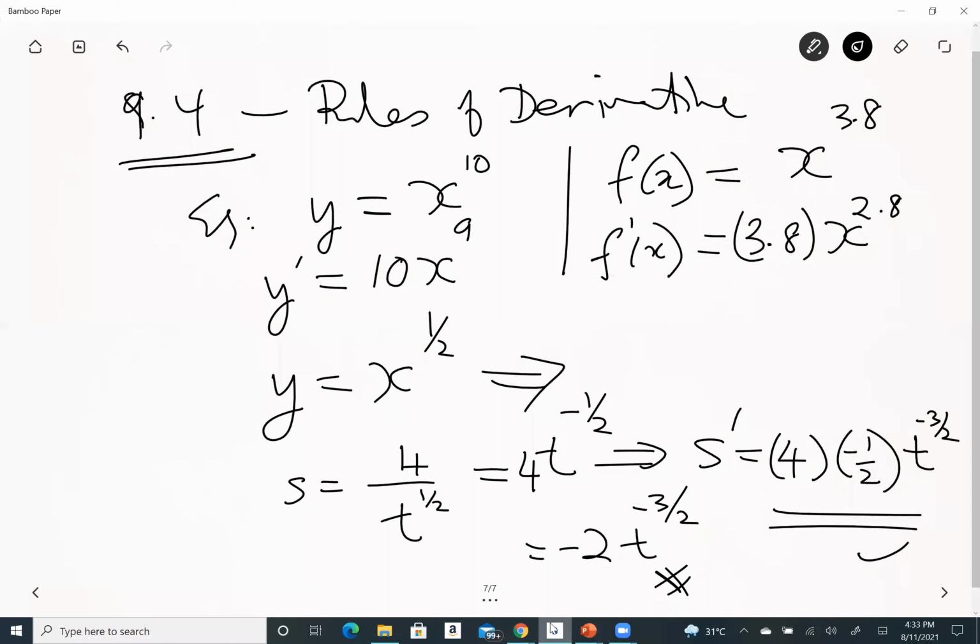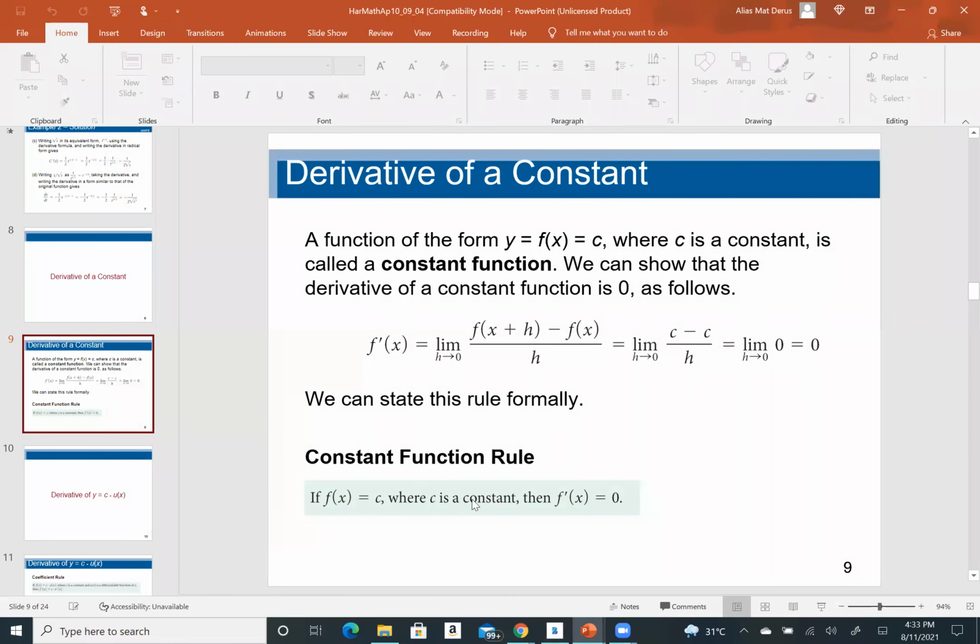Example, let's say I have y equal to 100.45. What is the derivative? y prime is 0. So that is called the constant rule: f prime is 0. Very trivial, very straightforward. That is the most basic rule.